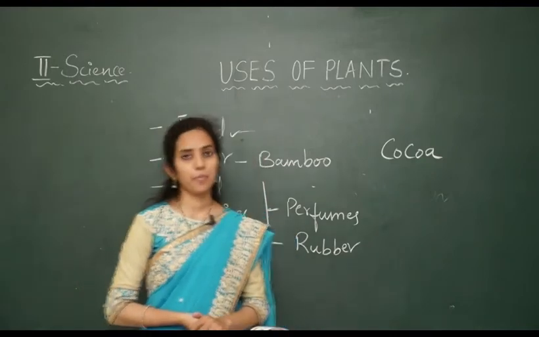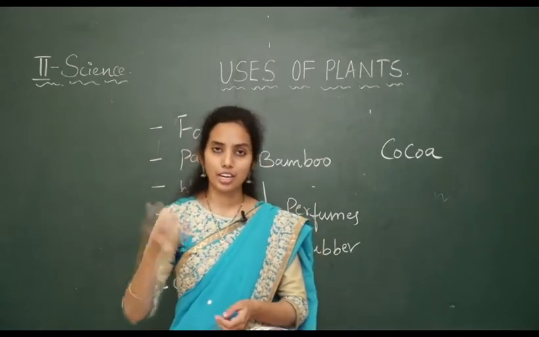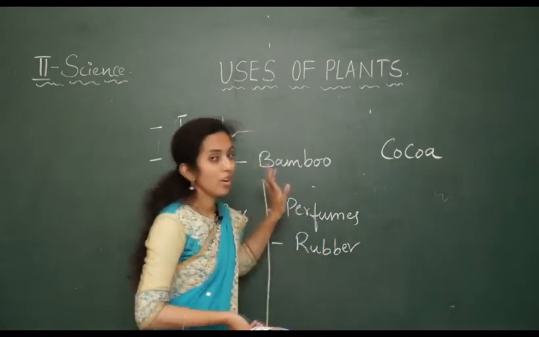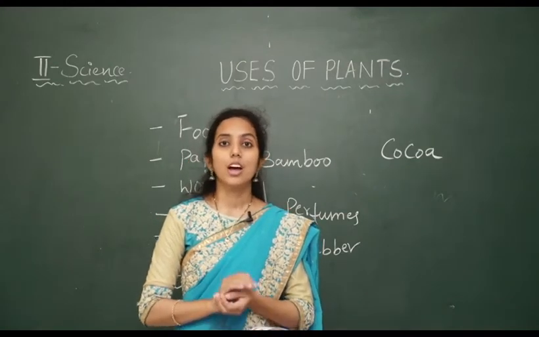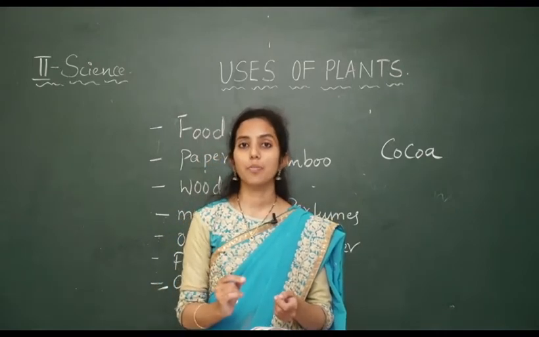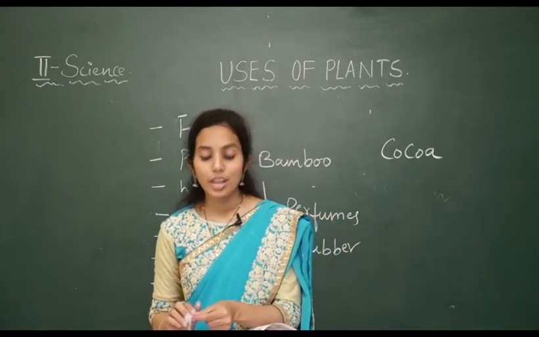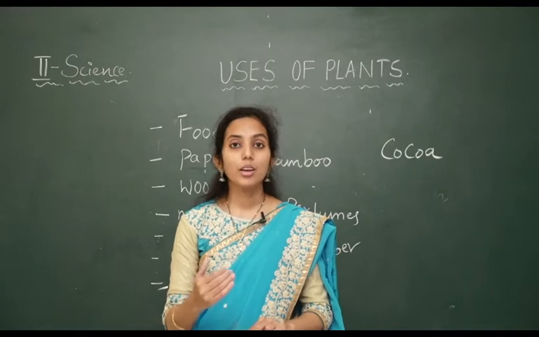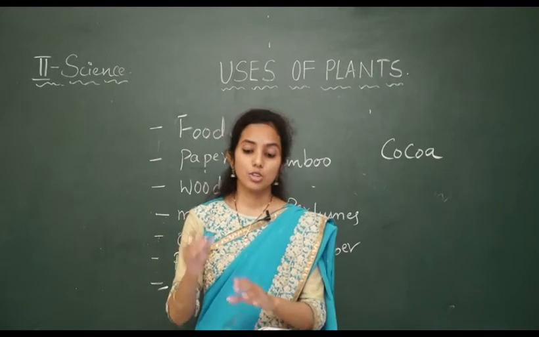Paper, how do we get paper? We get paper from the bamboo plant, from the bamboo sticks. After cutting the bamboo plants, after processing it, we get paper. So paper is also from the plants. That is the reason why we should not waste a lot of paper. Whenever you are taking a piece of paper, make the best use of that paper. Always remember, whenever you are using paper, that means you are using a plant's product. That means you are writing on a plant. We don't know how much time a plant takes to grow.